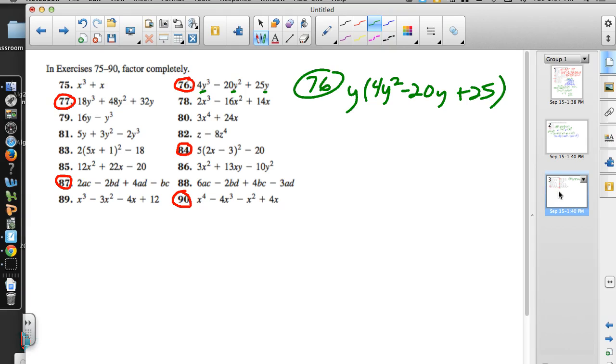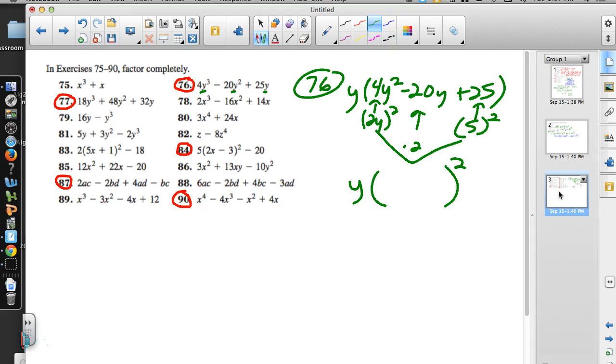Now as I'm writing that down, I'm thinking, wait a minute, this is a perfect square. This is 2y squared. This is a perfect square. It's 5 squared. I wonder, if I multiply those two together and take the answer times 2, will I get the middle term? Well, 2y times 5 is 10y. 10y times 2 is 20y. So that means this can be written as one binomial squared.